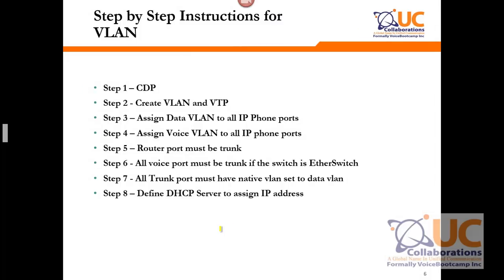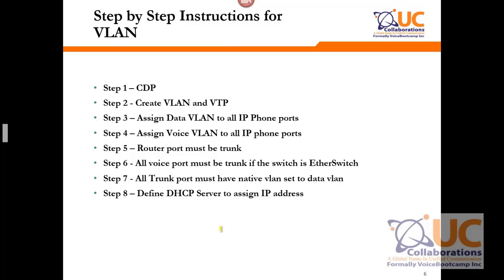Now, the steps for creating VLANs. The first thing you want to do is check CDP. The Cisco IP phone uses the CDP protocol to discover various elements of the configuration, such as what the voice VLAN is going to be and what the data VLAN is going to be. It also looks for CDP to allocate the appropriate amount of power to ensure that the phone is able to power on.